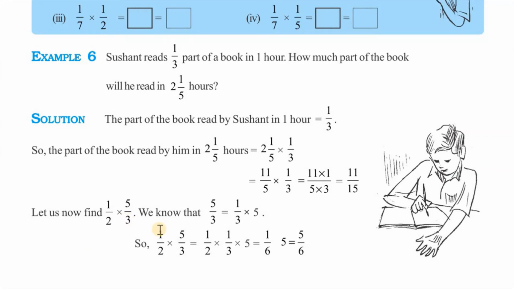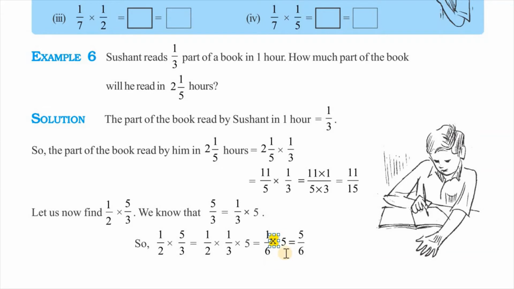Let's find out. So 5 by 3 we can write it as 5 as a whole number and 1 by 3 as the fraction. So it's nothing but 1 by 3 into 5. Therefore, 1 by 2 into 5 by 3 can be written as half into 1 by 3 into 5. This is nothing but 1 by 6 into 5. So there's an into sign here. 1 by 3 into 5. 1 by 6 into 5.